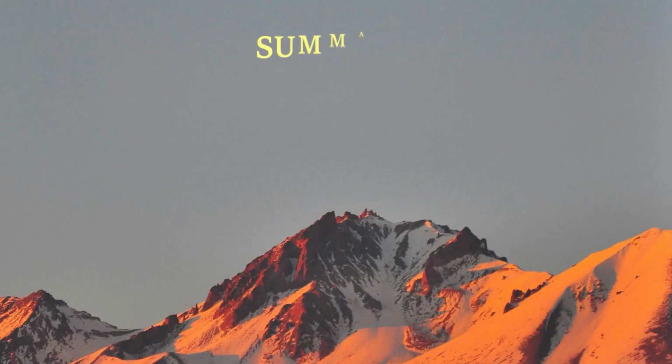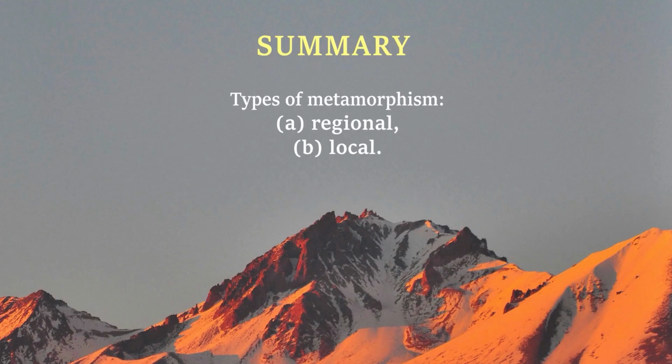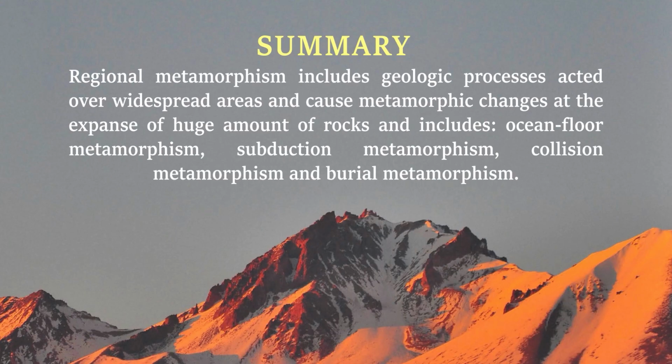Summary. Here is the summary of the entire video. Types of metamorphism: A. Regional metamorphism and B. Local. Regional metamorphism includes geological processes acting over widespread areas and causing metamorphic changes at the expense of huge amounts of rocks, and includes ocean floor metamorphism, subduction metamorphism, collision metamorphism and burial metamorphism. Local types of metamorphism will be discussed in the next video.